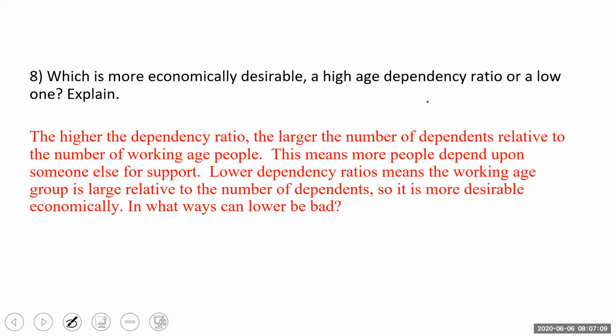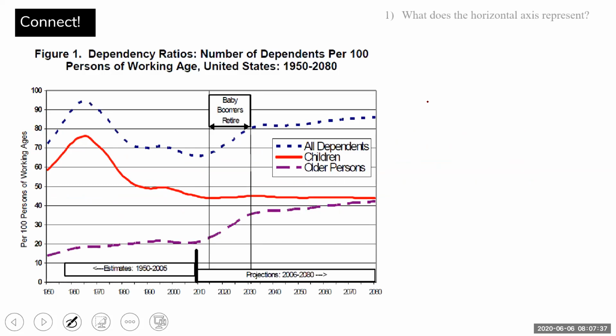Now, in what ways can a lower dependency ratio be bad? The other way a lower dependency ratio can be bad is that there are more people in the economy who are active and looking for jobs. All right, so there's competition. There's very high competition for jobs. Okay, so that is good, right? When we have more people who are active and looking for jobs, that's equally good.